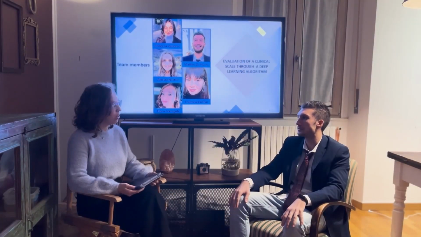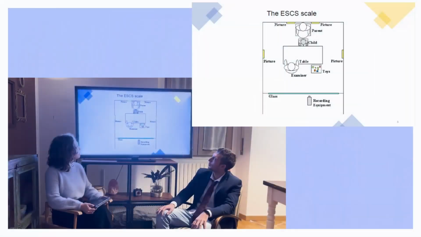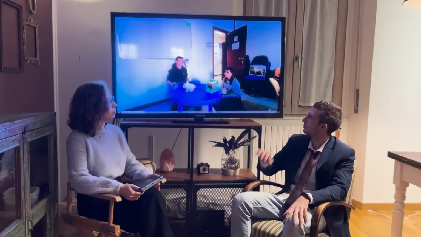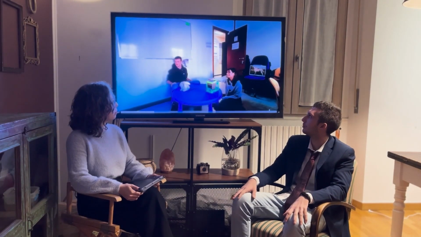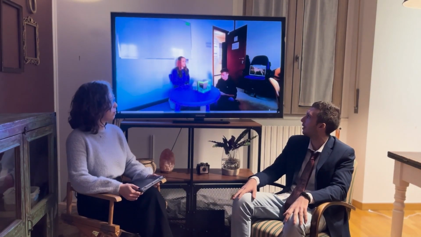Wow, it's a very interesting project, but tell us, how did you measure this joint attention value? We refer to the early social communication scale, that is a clinical scale. And as we can see in this video, the therapist is pointing at some objects, some targets, and the patient, the child, has to look at those objects.